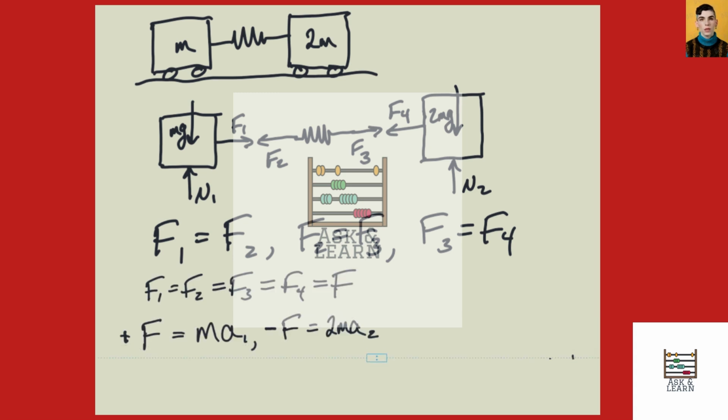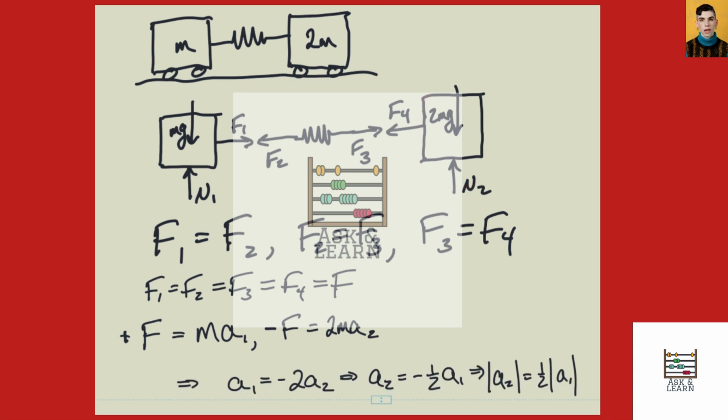Right? Newton's equations for the motion of these two blocks, we have that the force F, F1, equals the mass of this block times its acceleration in the horizontal direction. And then F4 is actually in the minus direction. So F in the minus direction is 2 times the mass times the acceleration of this block because it has twice the mass.